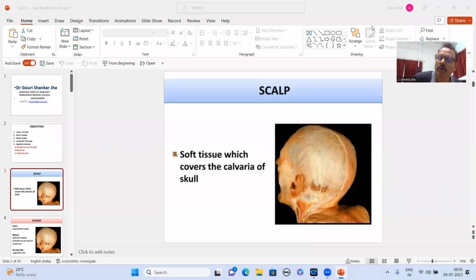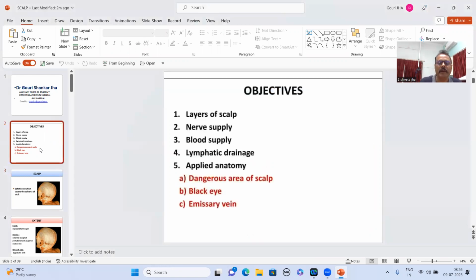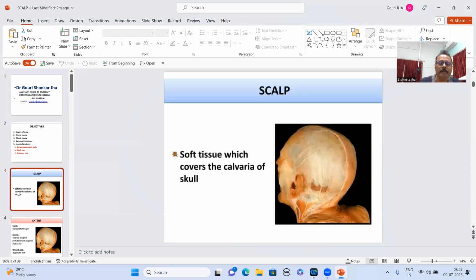Today we will discuss the scalp. The scalp is basically the soft tissue which covers the calvaria of the skull. In this topic, we will discuss the layers of the scalp, the nerve supply, the blood supply, the lymphatic drainage, and some applied anatomy like the dangerous area of the scalp, the black eye, and the emissary vein.